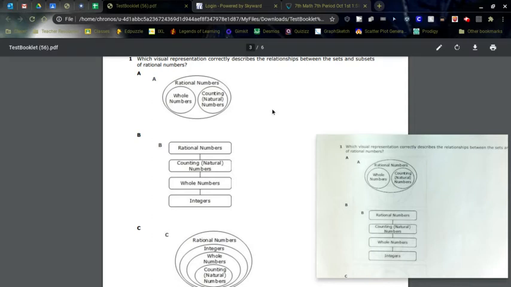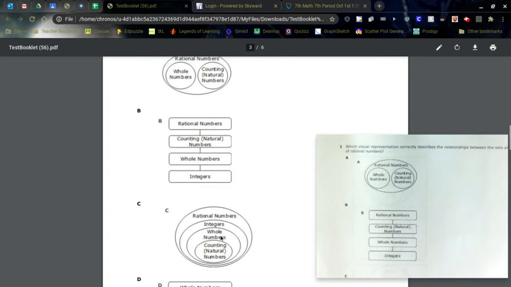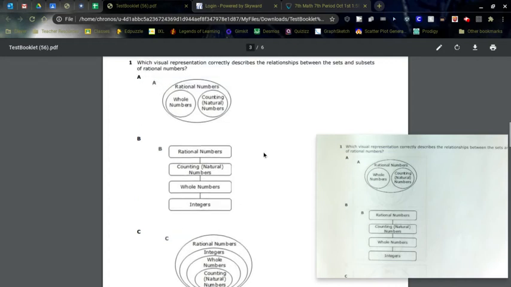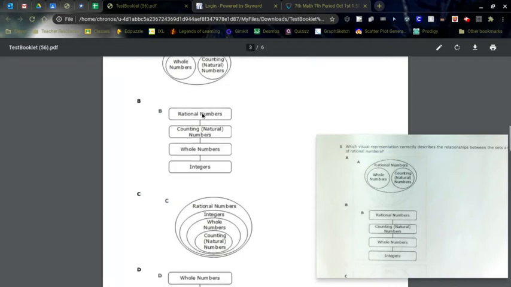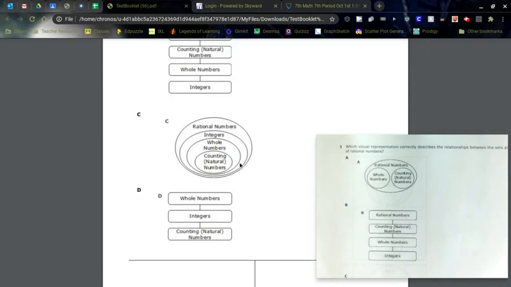Which visual representation correctly describes the relationships between the sets and subsets of rational numbers? Okay, so let's look at this. A, yes, rational numbers should always be my outermost. But when it's inside, counting numbers, our natural numbers, should be inside whole numbers. They're always going to be nested within each other, like here. So that means it's not A. And then B, it goes from rational numbers to counting numbers, but counting numbers, our natural numbers, are always last. So it's not B.